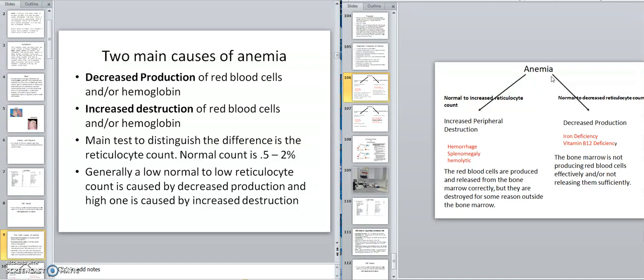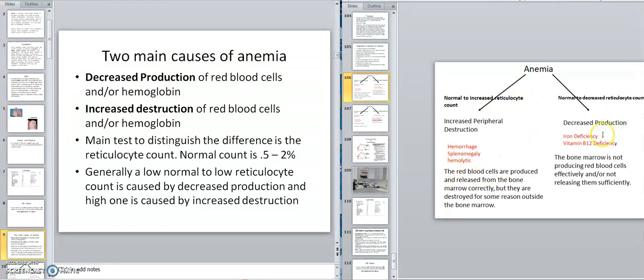So if we're not making 2 million per second, then what will happen is we will start to get anemic. Now, when I look at increased peripheral destruction, here are some things that could do it. Hemorrhage, splenomegaly. The spleen is where red blood cells are sequestered. It could get so big that it could just take them out. Hemolysis, they could be breaking apart for some reason, might be autoimmune.